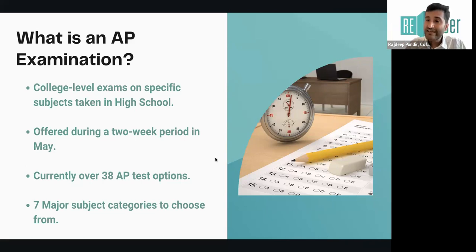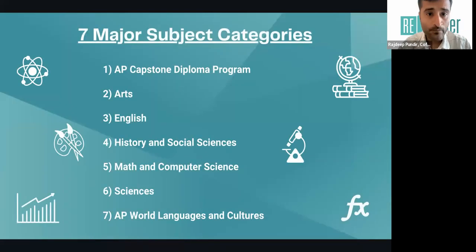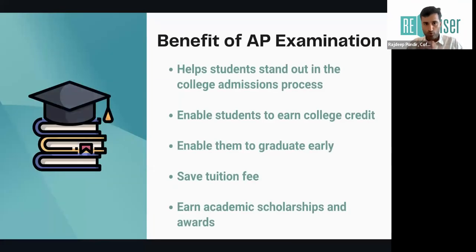There are currently over 38 AP test options across the globe I'm talking about. In India, about 20-25 are being offered. These APs are largely divided into 7 major subject categories, out of which you can select which is the right fit for you. They are categorized as AP Capstone Diploma Program, Arts, English, History, Social Science, Maths, Computer Science, Sciences, AP World Language and Culture. Each of these subject categories has multiple subjects within them, and all of that put together makes 38 subjects in total.